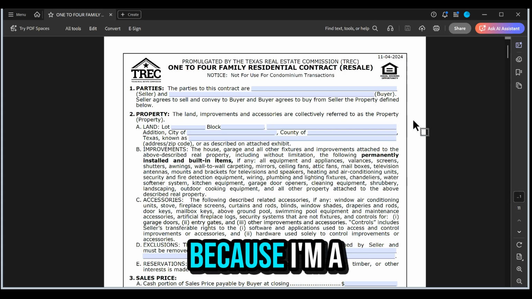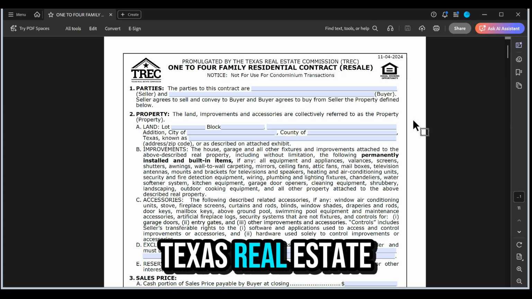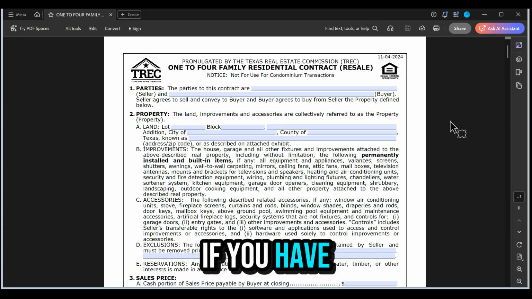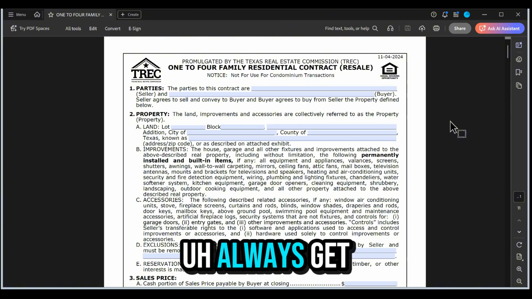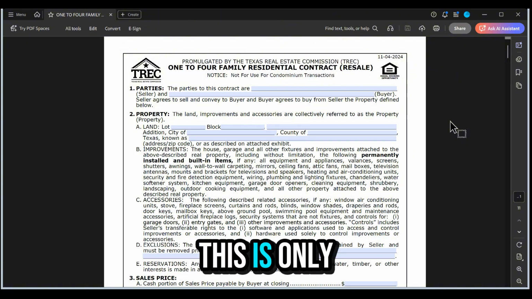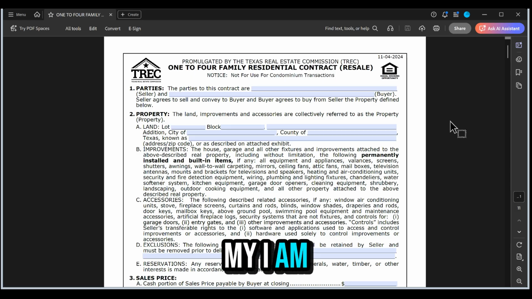Here's a quick disclaimer, because I'm a real estate broker and I'm abided by Texas real estate law. If you have any questions, don't consider this any legal advice. Always get an attorney to review the paperwork. This is only my opinion. I've had a real estate license and been a real estate broker since 2005. Now, saying that, let's get to business.